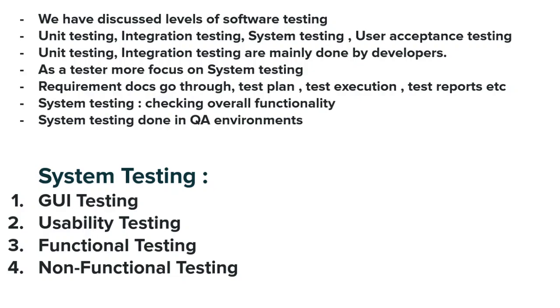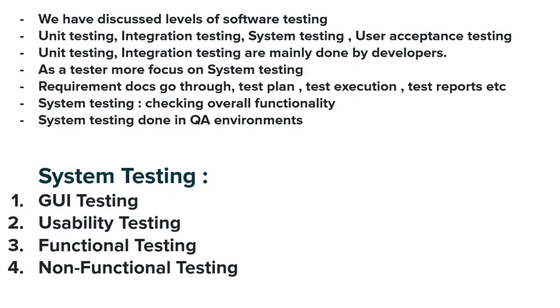Now this system testing that we are going to see now also includes GUI testing, that is graphical user interface testing, usability testing, functional testing, and non-functional testing. GUI testing revolves mainly around the look and feel of that specific product. It is basically checking all the UI elements in that product. Then how usable the product is. Usability testing includes different types of usability factors that we will see in coming sessions as well. But just understand at a high level.